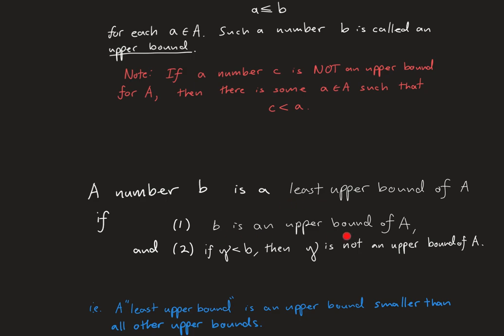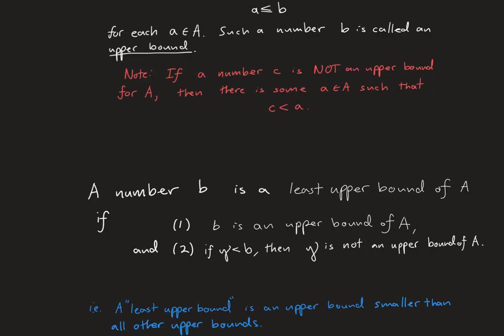This accomplishes the least idea. So if B is an upper bound of A, and any number less than B is definitely not an upper bound of A, because we want this number B to be least, then we can say that B is a least upper bound.